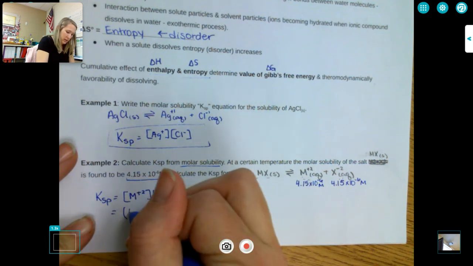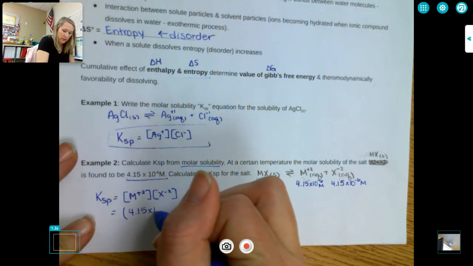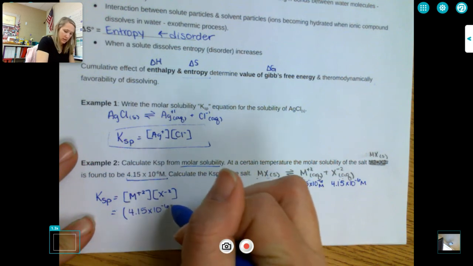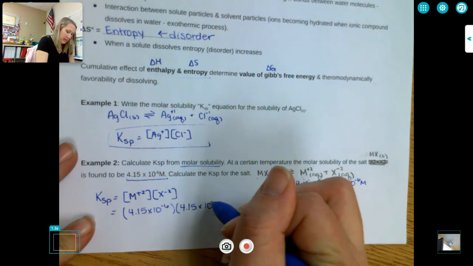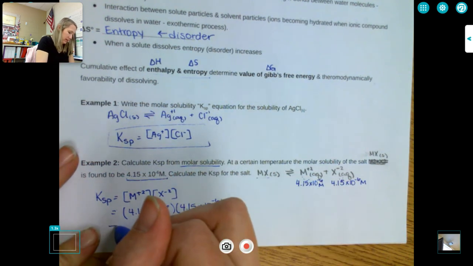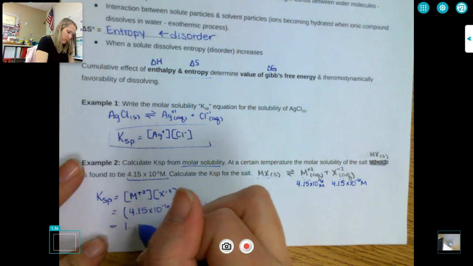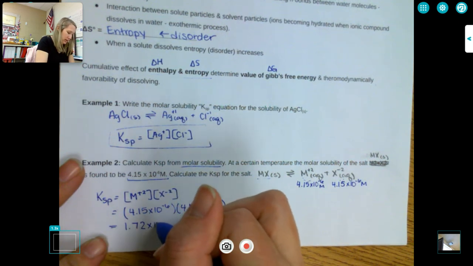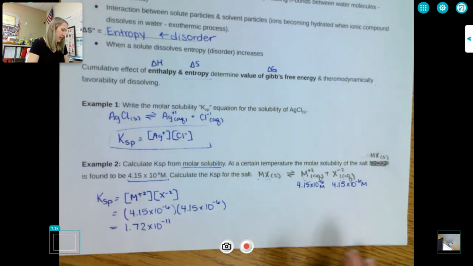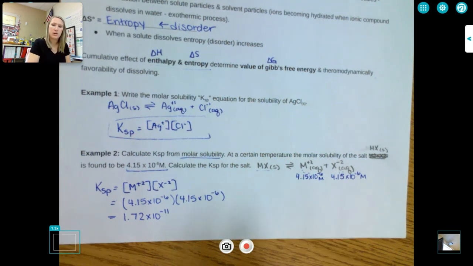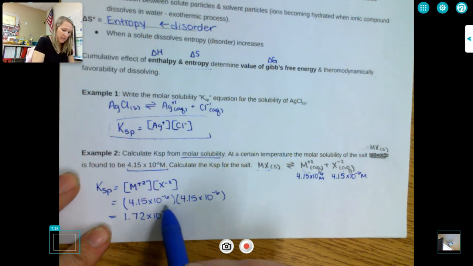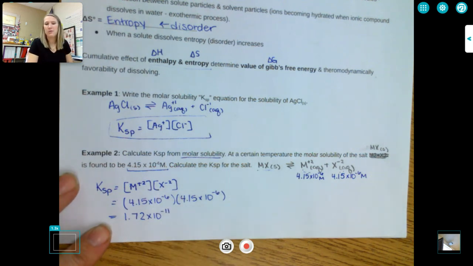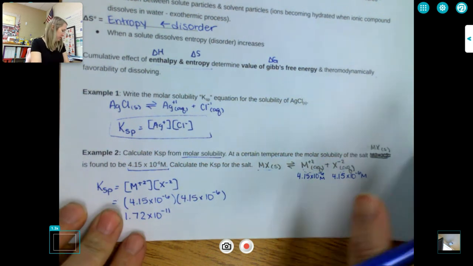So we're just going to plug those in. 4.15 times 10 to the negative 6 times 4.15 times 10 to the negative 6. And when we do that, we get 1.72 times 10 to the negative 11. And we don't have units on our Ksp. Okay, so we can see that this is a pretty small number, so it's probably not very soluble. And we could compare that with another one.